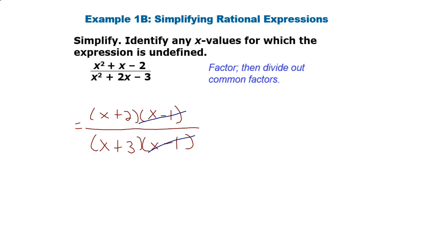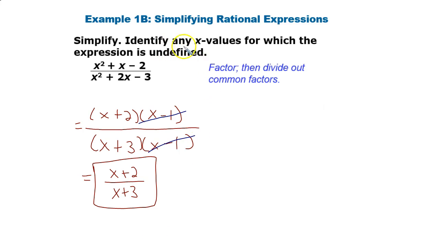All right, well, our final answer then, if we've done everything correctly, would be x plus 2 over x plus 3. And at this point, the parentheses, you can include them. That's fine. You don't have to, since there's only one binomial in the top and the bottom.